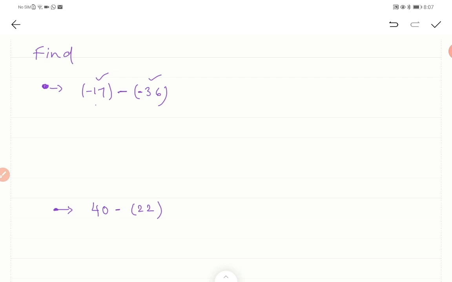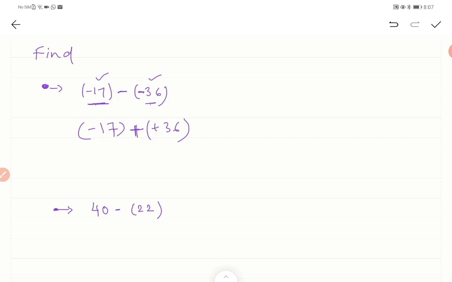First I will show you step by step according to the rule. So this is your minus 17. You keep this as it is. Then I will change the sign to positive, and I will take the additive inverse of this number. So the additive inverse of minus 36 will be what? Plus 36.